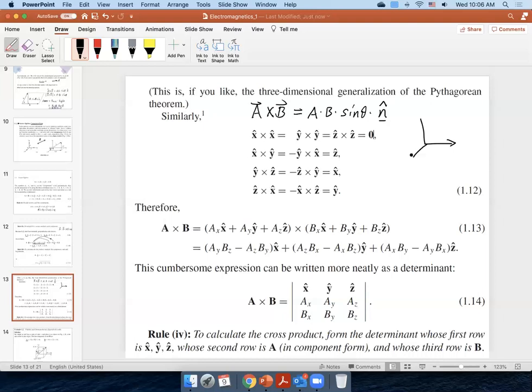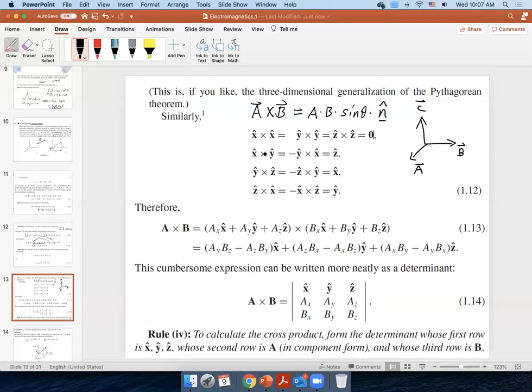This direction can be calculated by the right-hand rule. For example, if you have A here, B here, then A cross B will be in the direction of C. This is calculated by the right-hand rule. The same thing holds for the unit vectors of the X, Y, Z directions. Now, if you use the unit vector X cross unit vector X, you get 0, because X is parallel to itself, so theta is 0, sine theta is 0, so the cross product is 0.